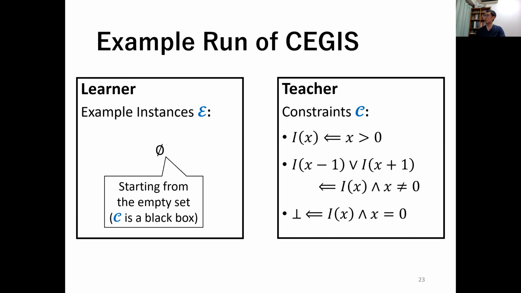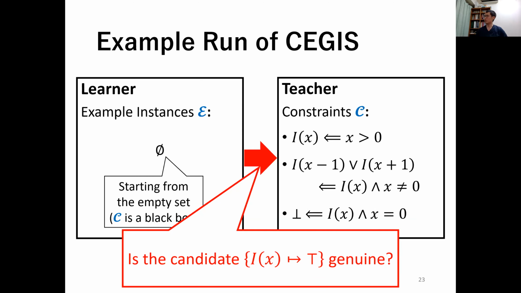So here is an example run of CEGIS. Suppose we are given these three clauses as constraints, and we initially start our run with an empty set of examples. And suppose the learner proposed this as a candidate solution, which maps the predicate variable I to be true.